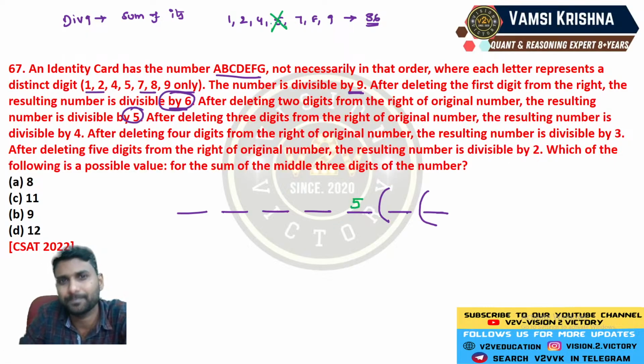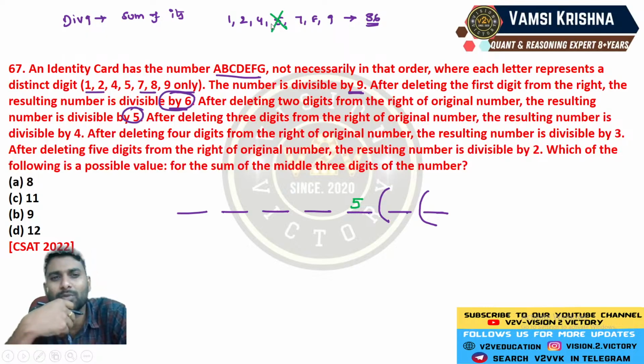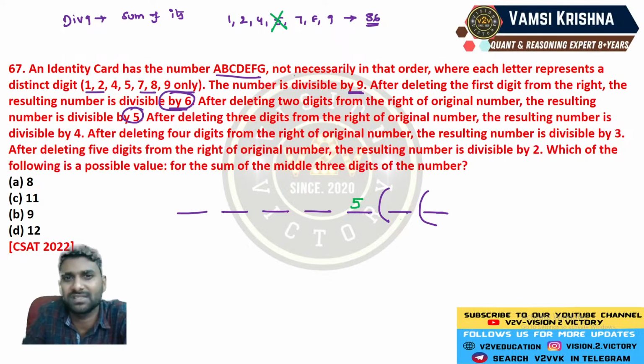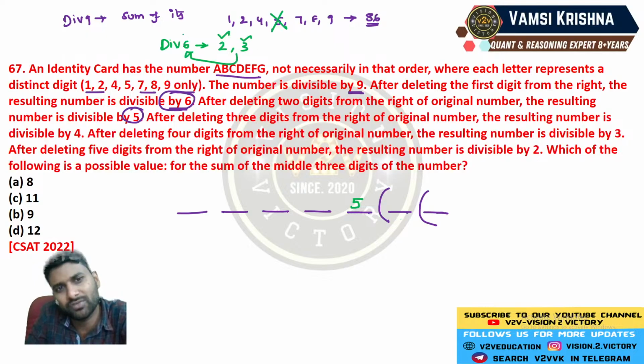Confirm it. Now, what is the divisibility property of 6? See, if a number is divisible by 2 and 3, the same number is always divisible by 6. 2 and 3 means we need an even number. We need an even number. And what is the divisibility property of 3? Again, the sum of its digits.